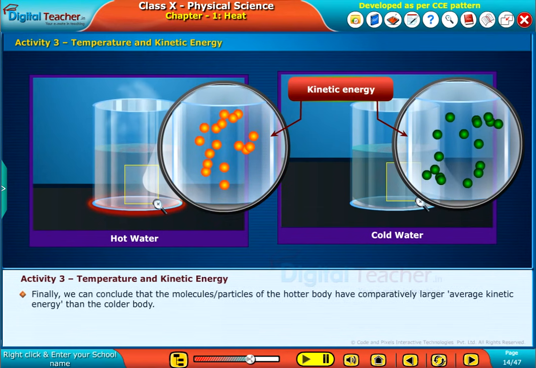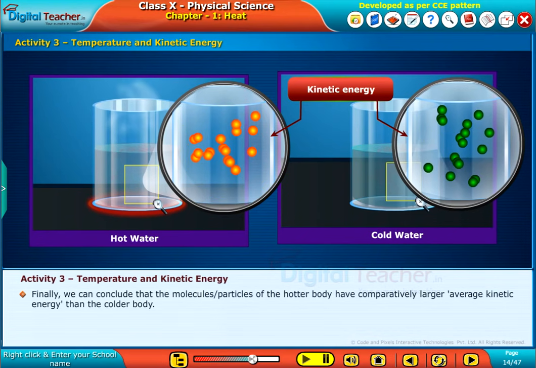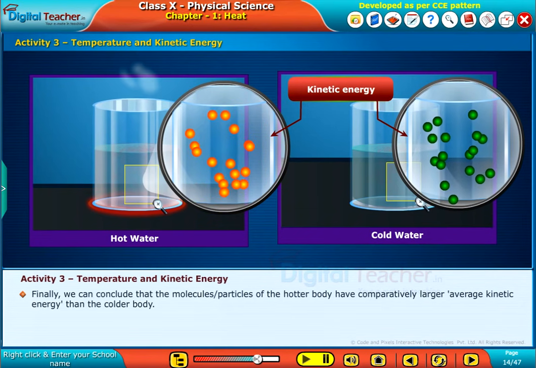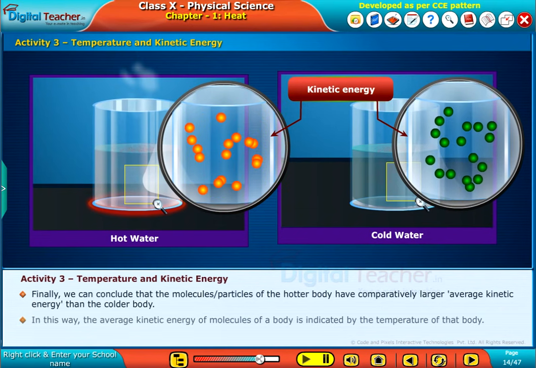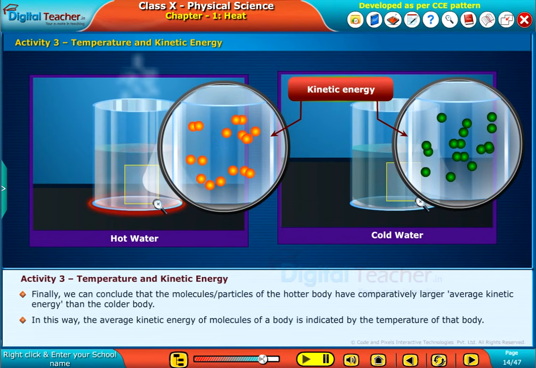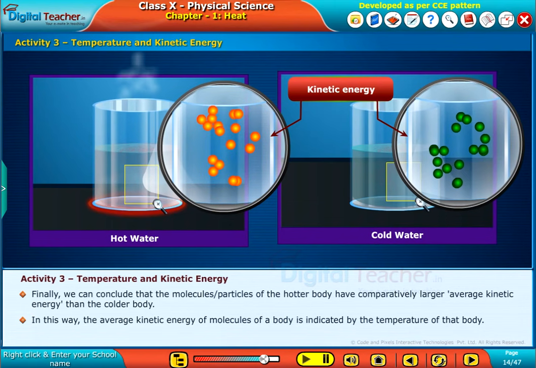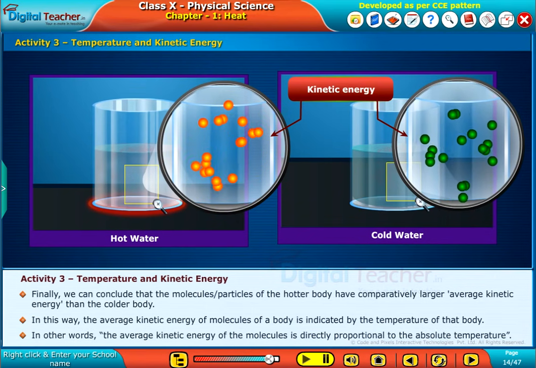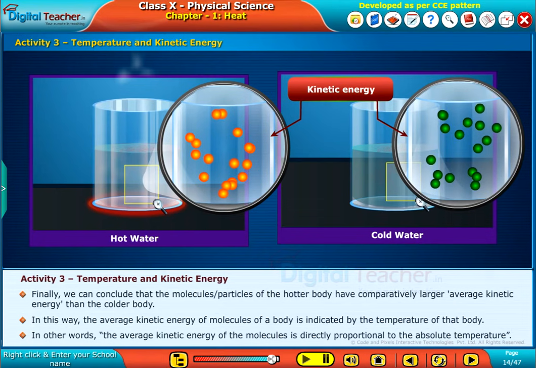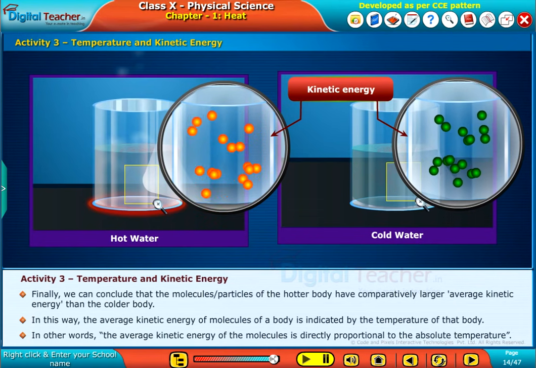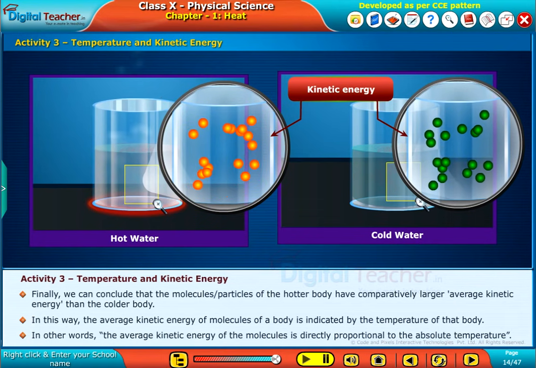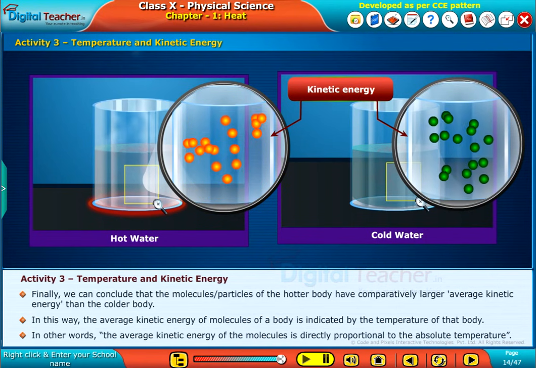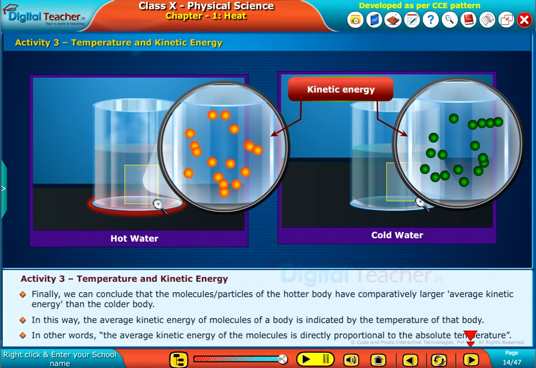Finally, we can conclude that the molecules or particles of the hotter body have comparatively larger average kinetic energy than the colder body. In this way, the average kinetic energy of molecules of a body is indicated by the temperature of that body. In other words, the average kinetic energy of the molecules is directly proportional to the absolute temperature. Let us do another activity to learn more about the relationship between temperature and kinetic energy.